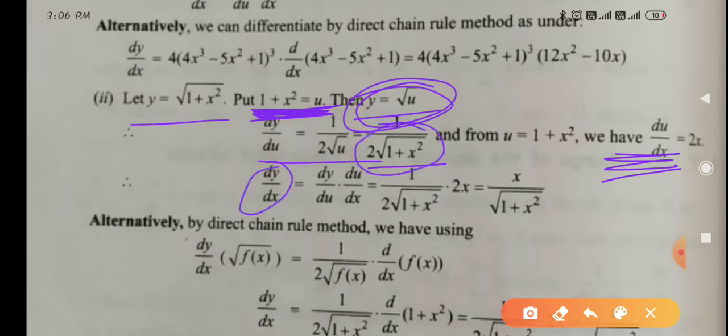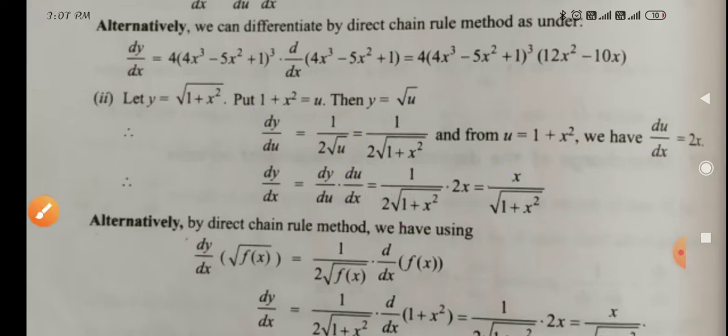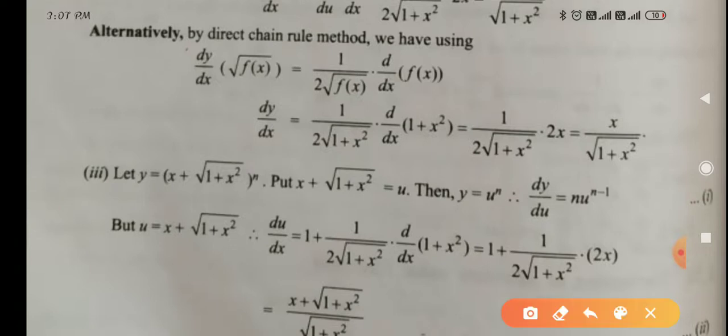Now dy upon dx can be written as dy upon du multiplied by du upon dx. dy upon du is 1 upon 2 under root 1 plus x square multiplied by 2x. 2 will be cancelled, x upon under root 1 plus x square. An alternative method also they are giving, direct chain rule.